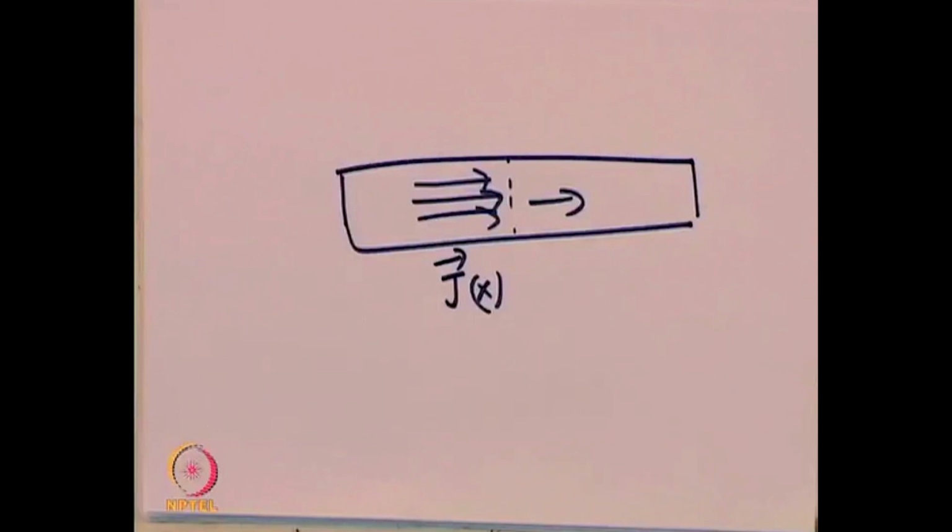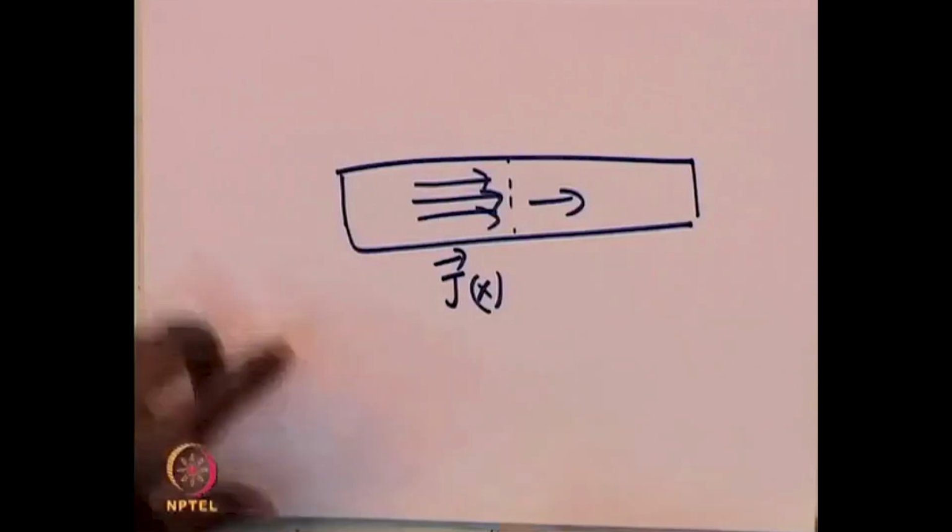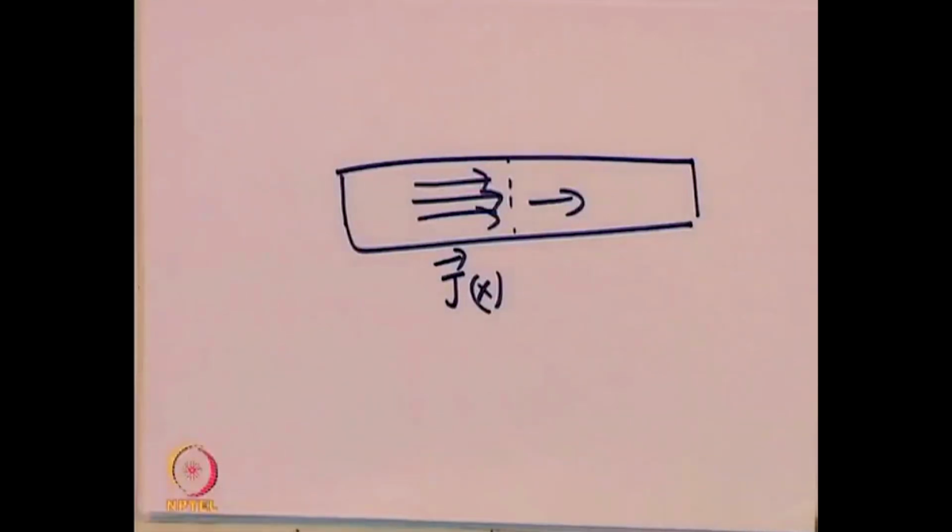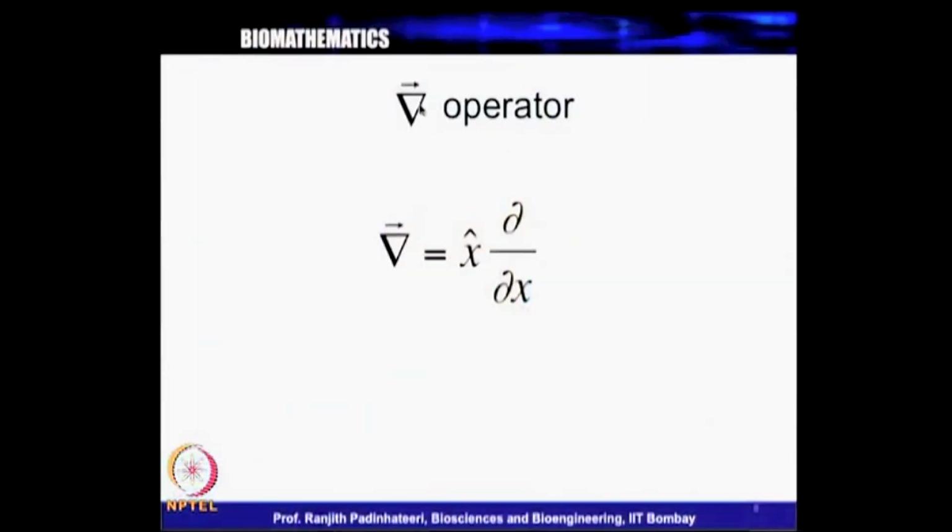Now we learn something called gradient. So let us look at what we learn, the gradient. This is what we call the del operator, or the gradient. The gradient del is defined as x cap del by del x. In vector algebra, this is something that defines change in space.